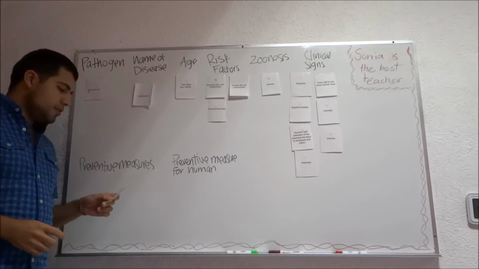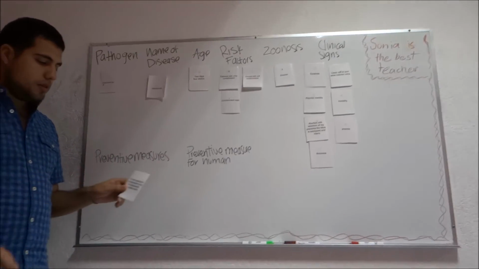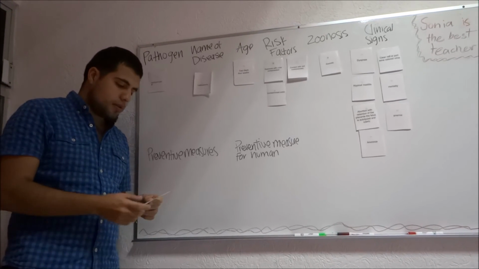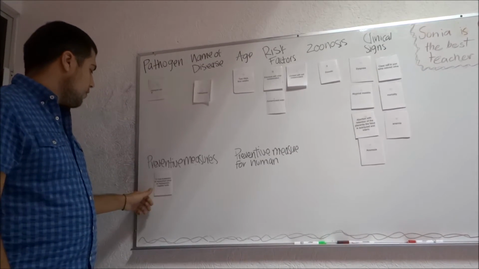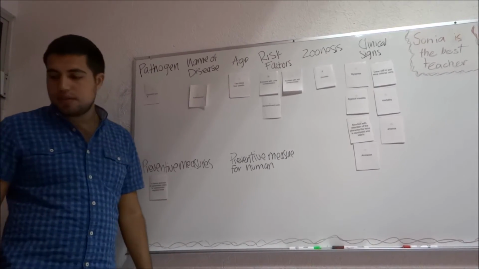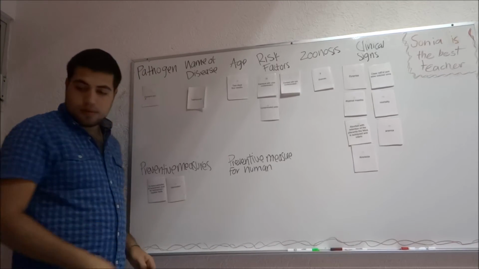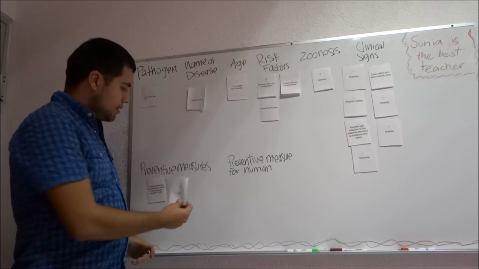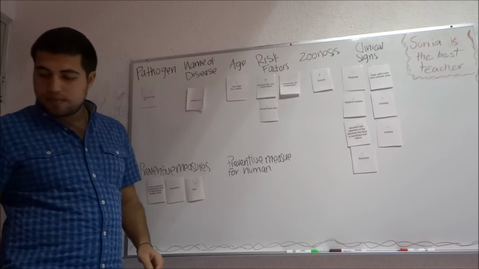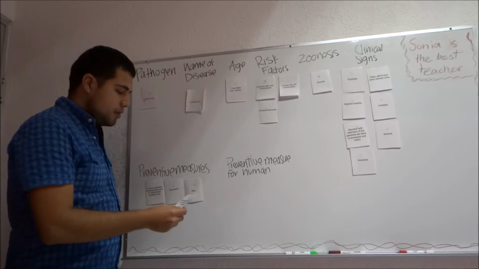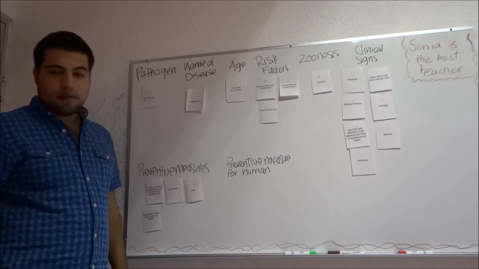The preventive measures for animals are to have a selection of replacement stock from leptospirosis negative herds, vaccination, control of rats, separation of cattle from swine and wildlife.